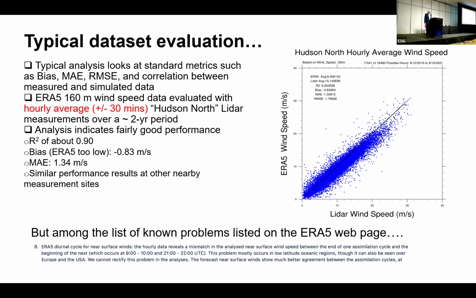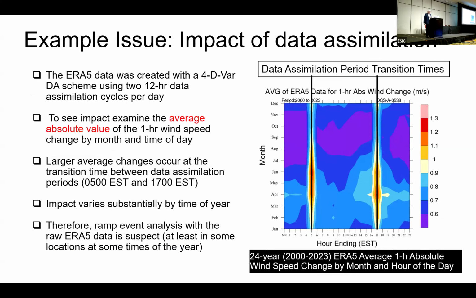But if you look down on the ERA5 webpage, item number 8, unknown problems, is something about data assimilation causing mismatch in low-level winds at the time of the boundary between the data assimilation streams.